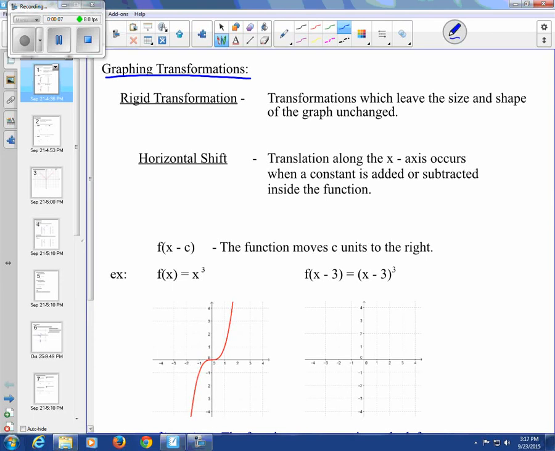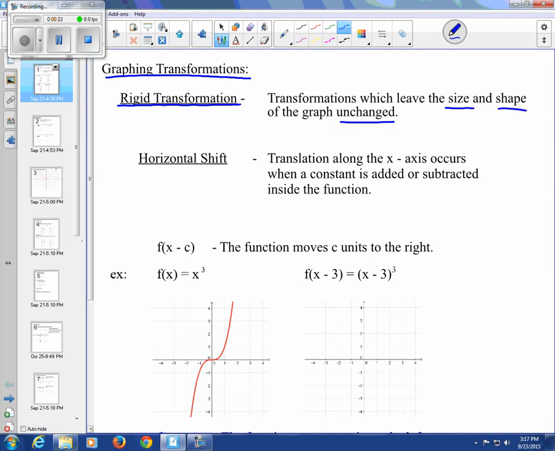On graphing transformations of functions. We're going to break this up into 3 videos. The first 2 videos are going to be on rigid transformations, and the last video is going to be on non-rigid transformations.